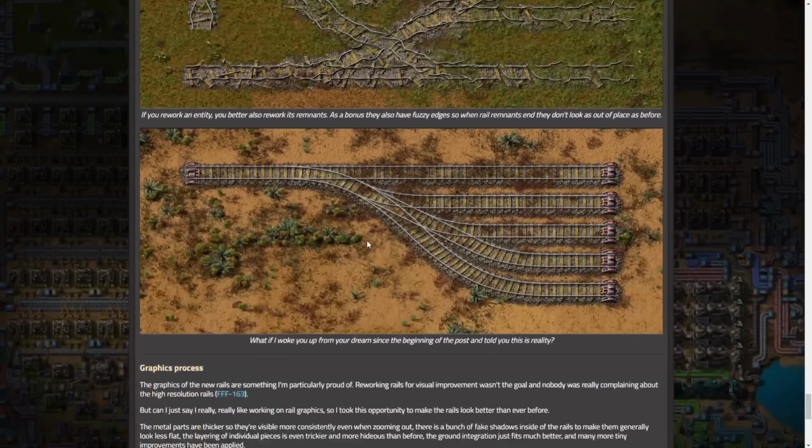And then we see here, what if I woke you up from your dream since the beginning of the post and told you this is reality. So this is crazy that you can do this. I mean, it still doesn't seem to me that you could signal this, but maybe you can. But just the fact you can build rails with these curves and this close is just super cool.